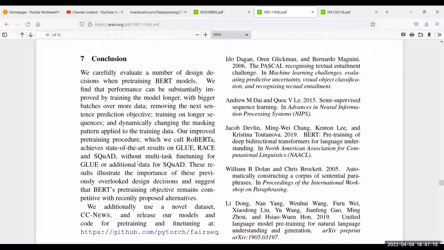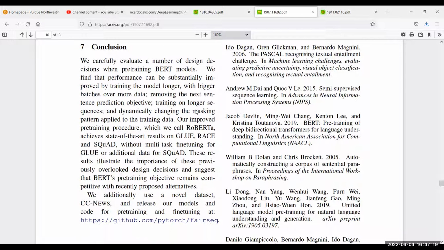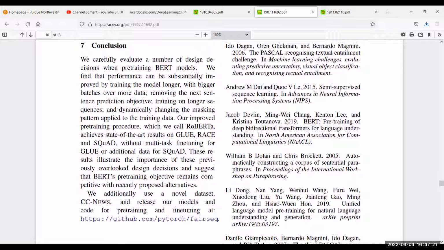So you can see here, they carefully evaluate a number of design decisions for pre-training BERT models. They find that performance can be substantially improved by training the model longer with bigger batches over more data, removing the next sentence prediction objective. So I think they changed this to something else. They didn't seem to like predicting, given this sentence, what's the next sentence? And I believe they changed it to, are these two sentences related somehow?